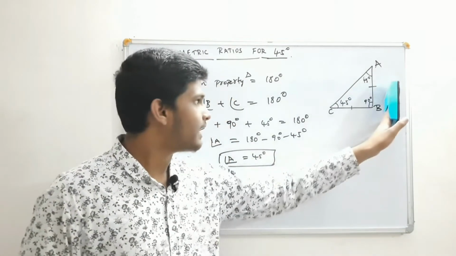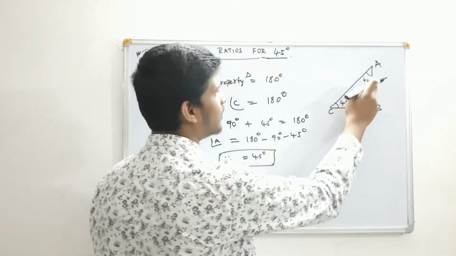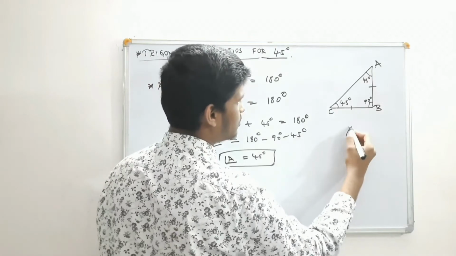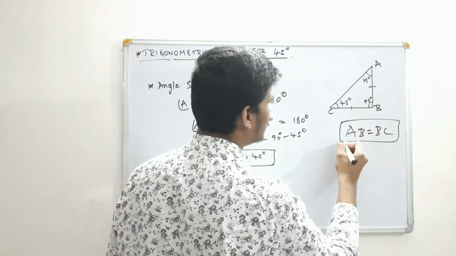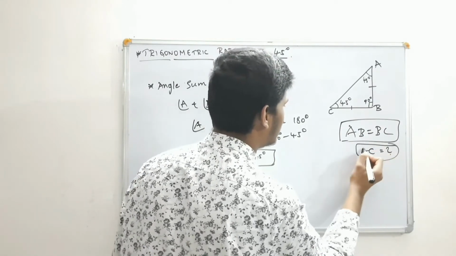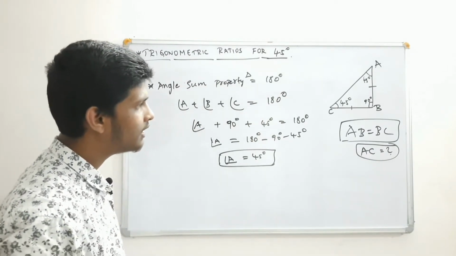So sides opposite to equal angles are equal, and here we have two equal angles and the sides opposite to them are AB and BC, so they should be equal. AB is equal to BC. Awesome. And AC is some length, we don't know what that length of AC is, and we don't need it, just leave it.